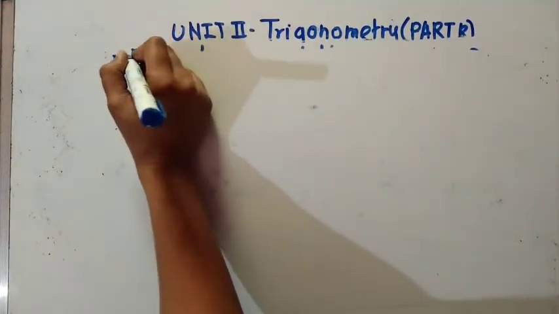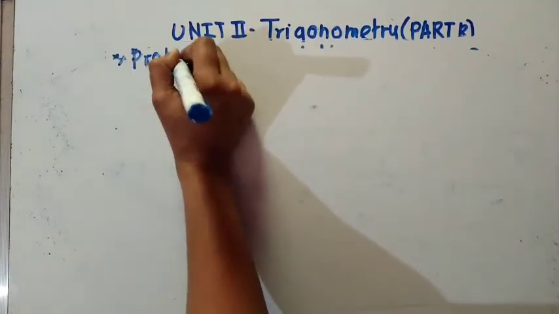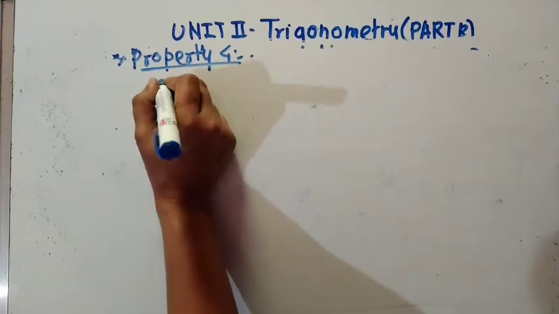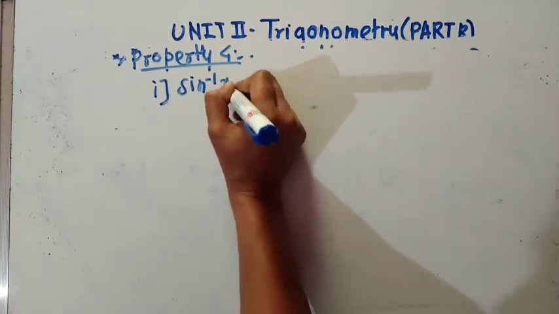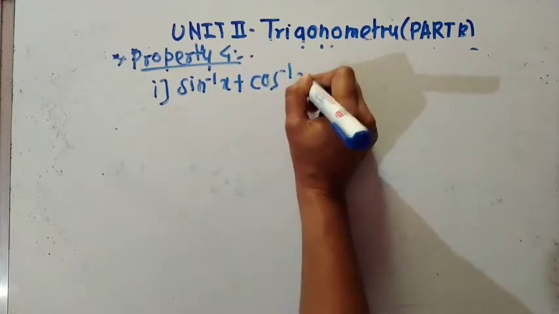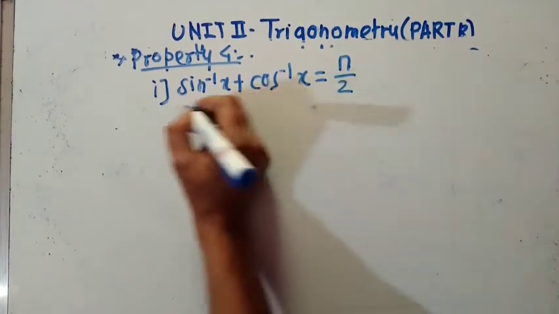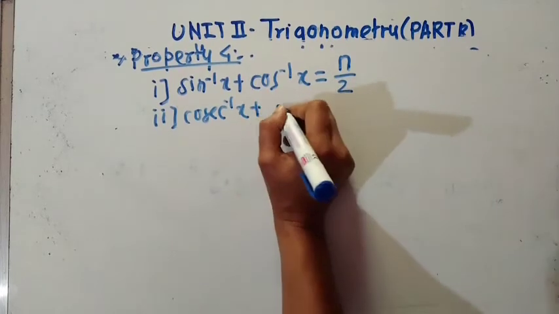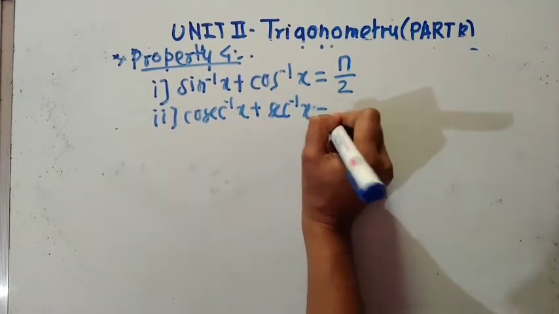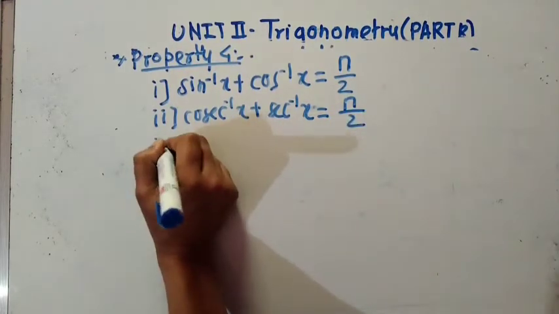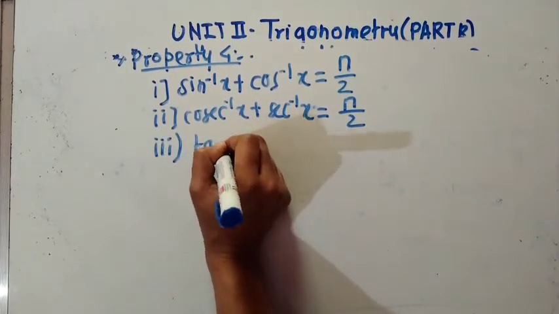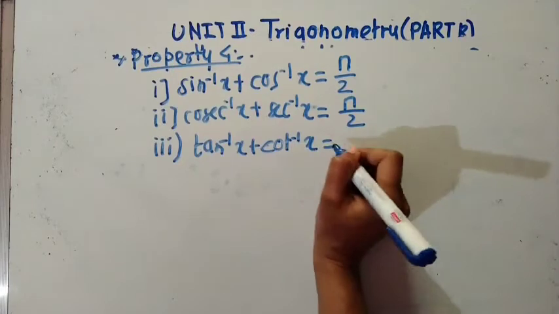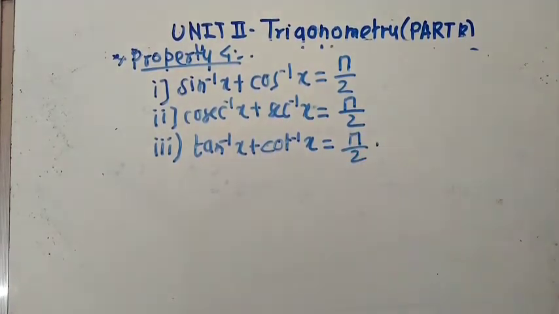Then we studied property 4. The first property is sine inverse of x plus cos inverse of x is equal to pi upon 2, and the second property is cosec inverse of x plus sec inverse of x is equal to pi by 2, and the third property is tan inverse of x plus cot inverse of x is equal to pi by 2.